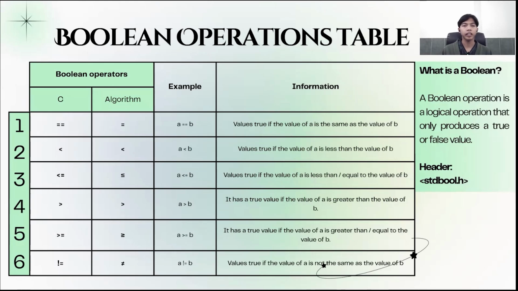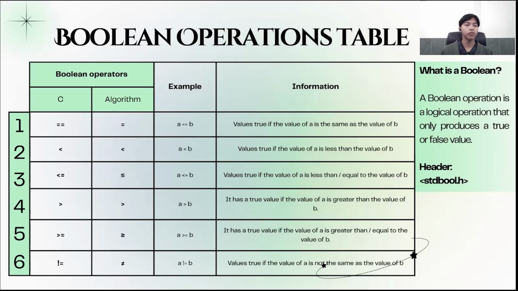Next, we have the Boolean operation table, but before we go into it, we need to know what Boolean is. A Boolean operation is a logical operation that only produces a true or false value. For this, we need the header stdbool.h. Okay, next, we jump into the table.